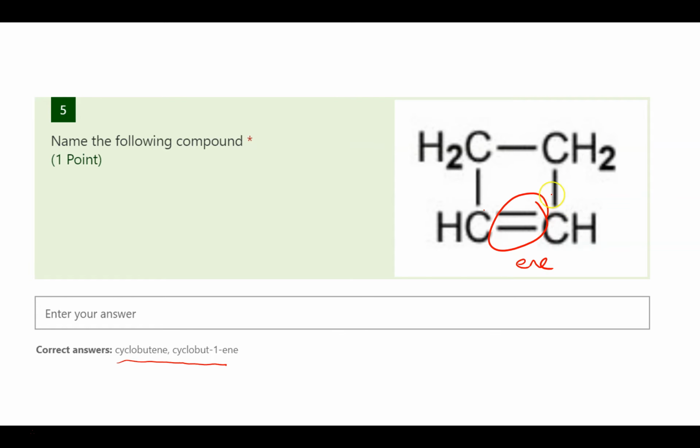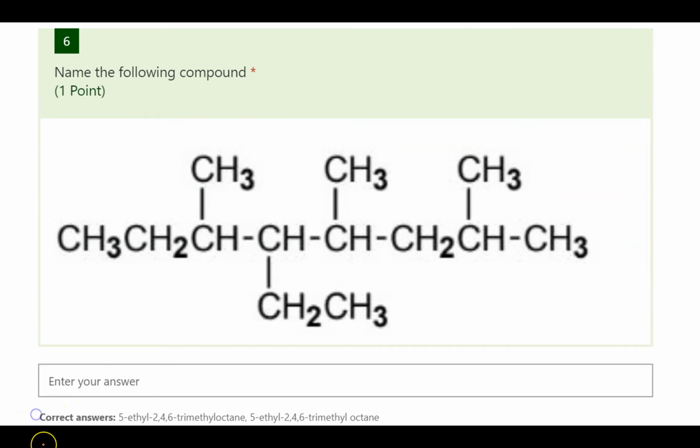Now, you can number this one or not. It's actually not that important because no matter how you number it, the double bond here, because it's a cyclical structure, will always be the number 1 position. But either way, it's cyclobutene or cyclobut-1-ene.